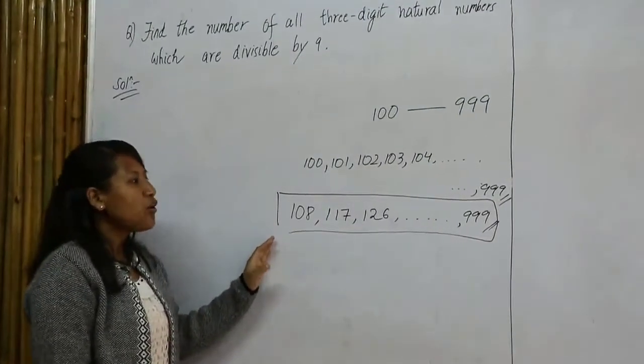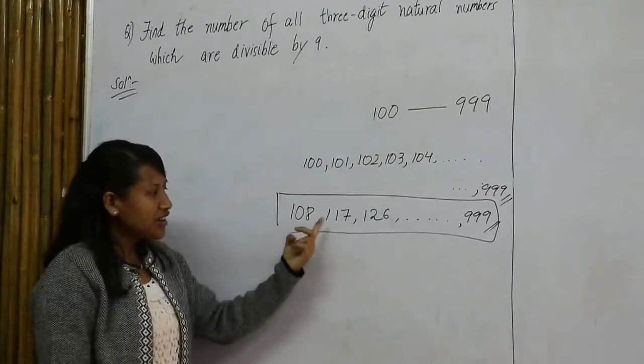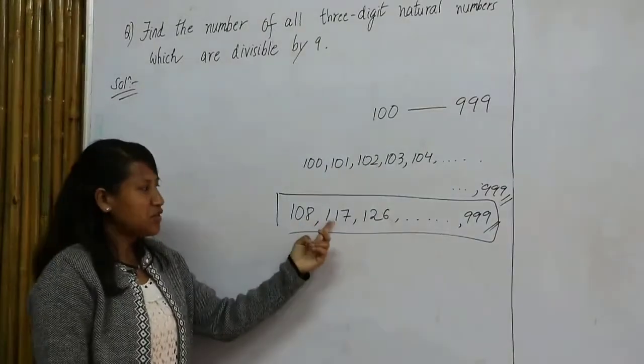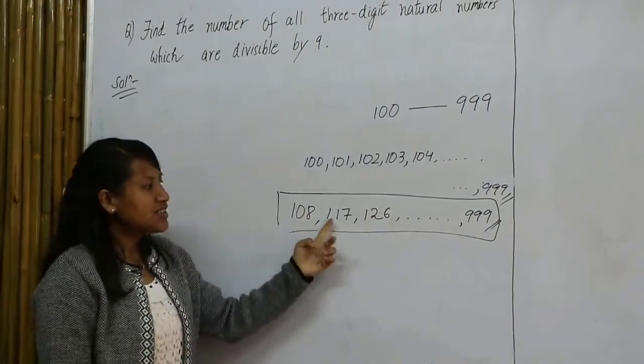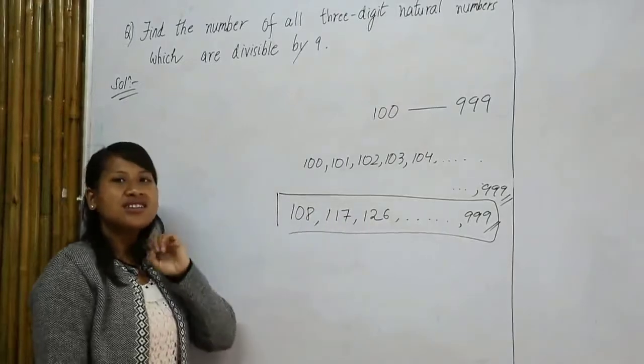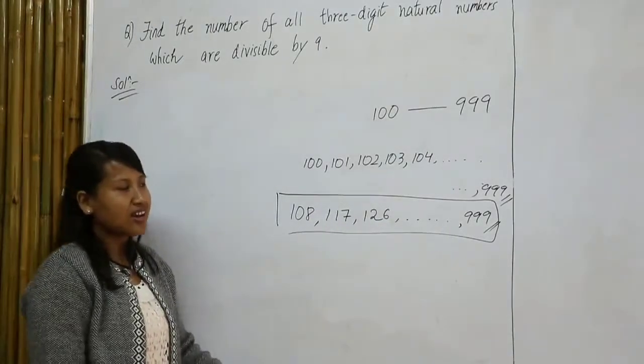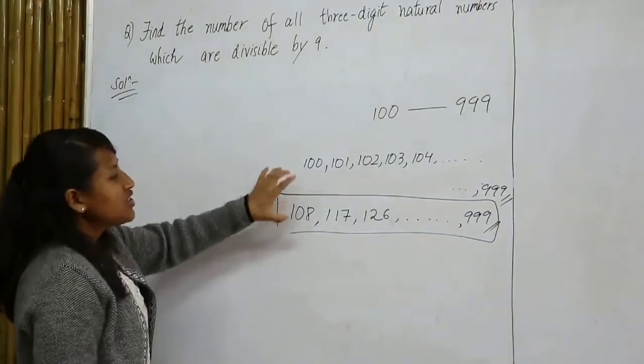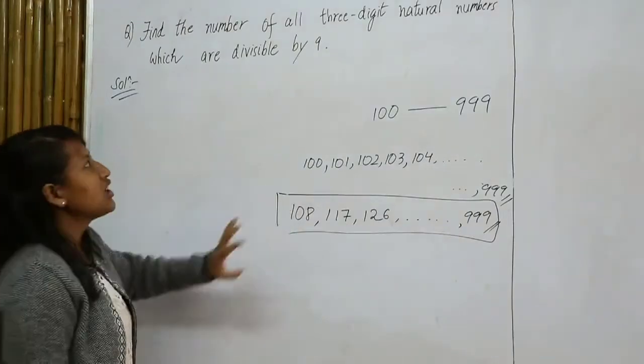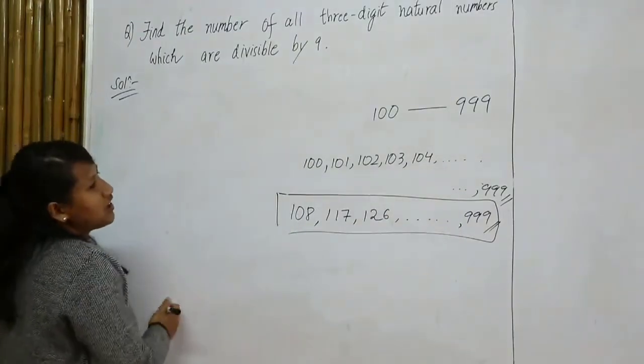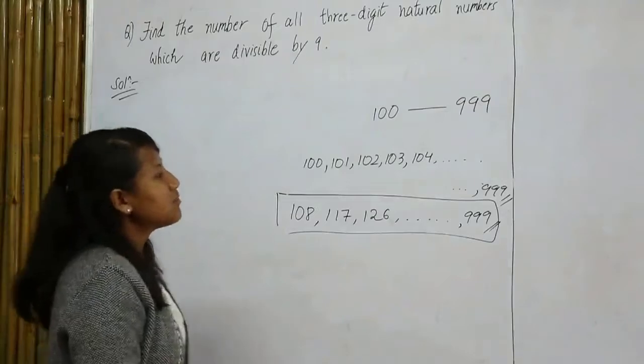How? If you find the difference between this and this and this, it is in fact constant. So this is an AP. So first you have to write the numbers which are divisible by 9.